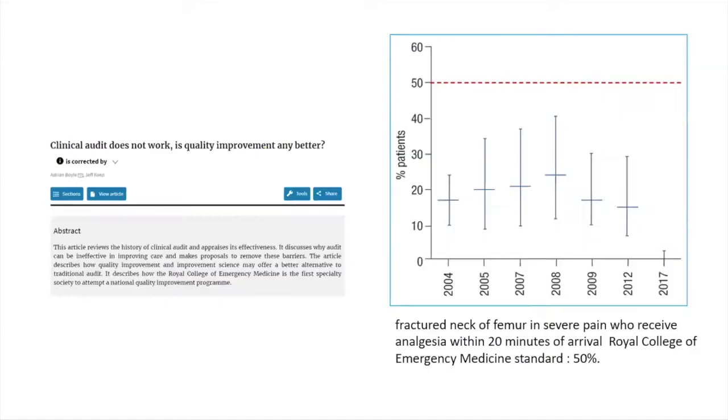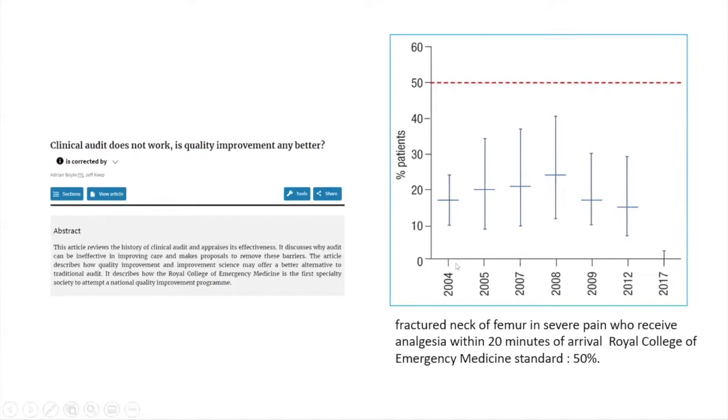There is, however, a big problem with audit. So this is the fracture neck of femur service in a hospital. These are patients who presented there with severe pain. And the idea was that the benchmark was 50% of those patients should receive pain management or analgesia within 20 minutes of their arrival. And as you can see, over a whole decade, they never achieved it.